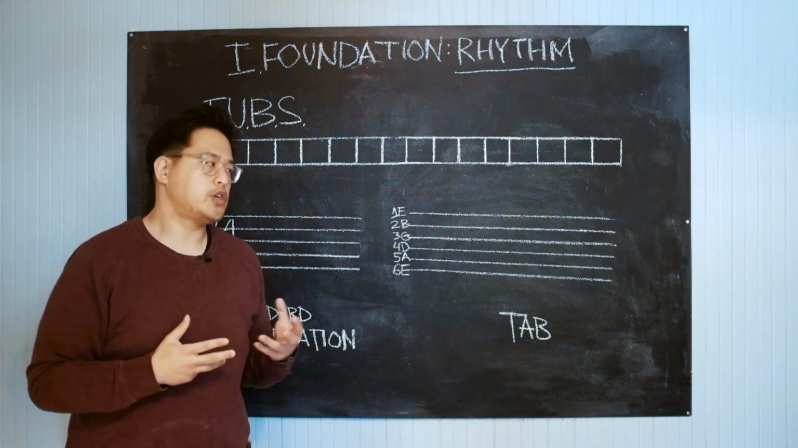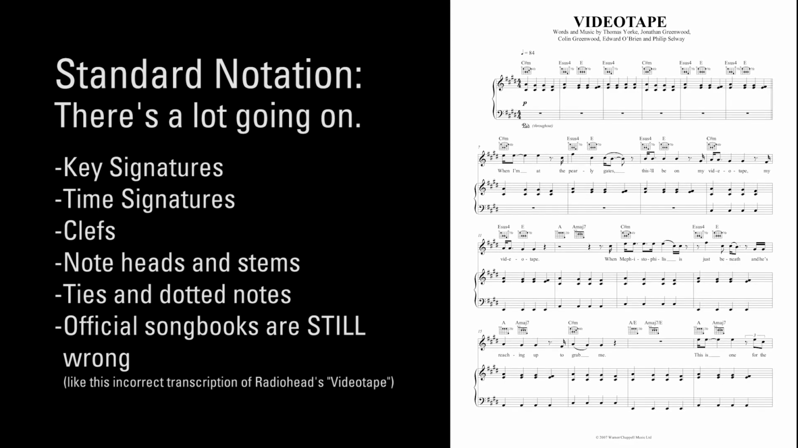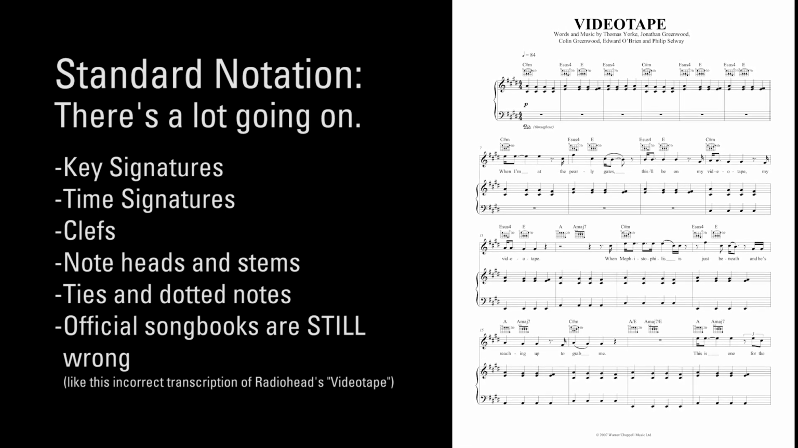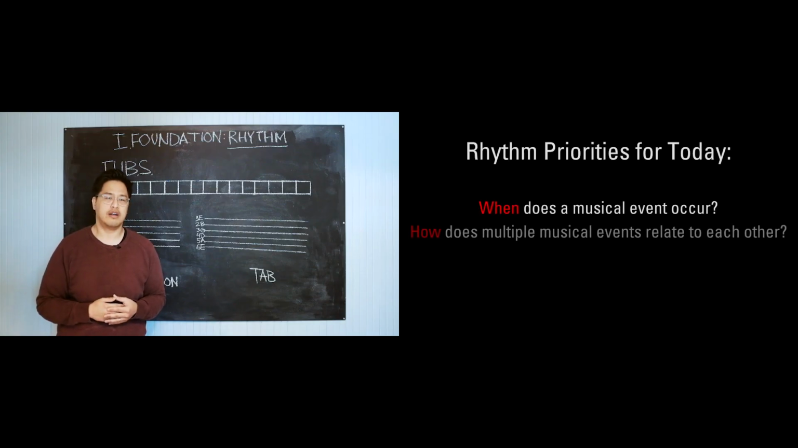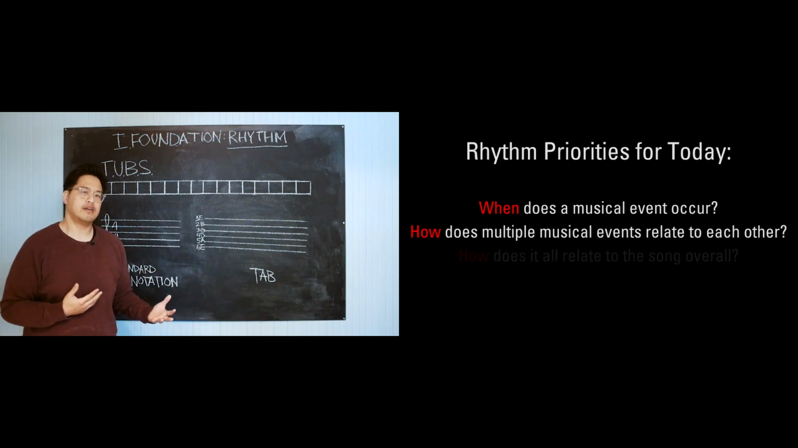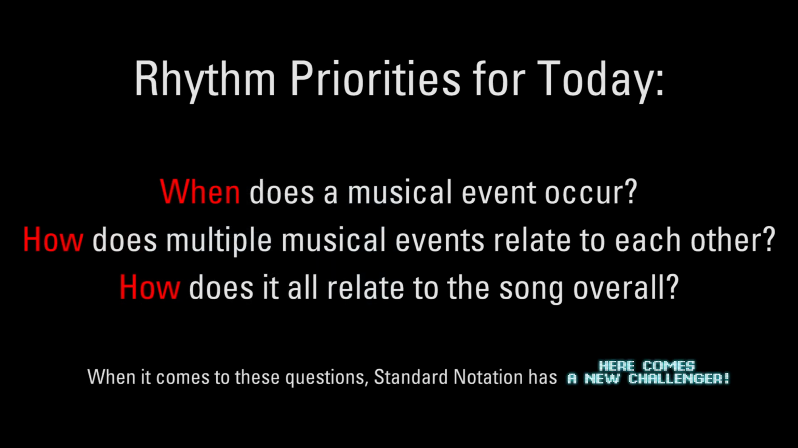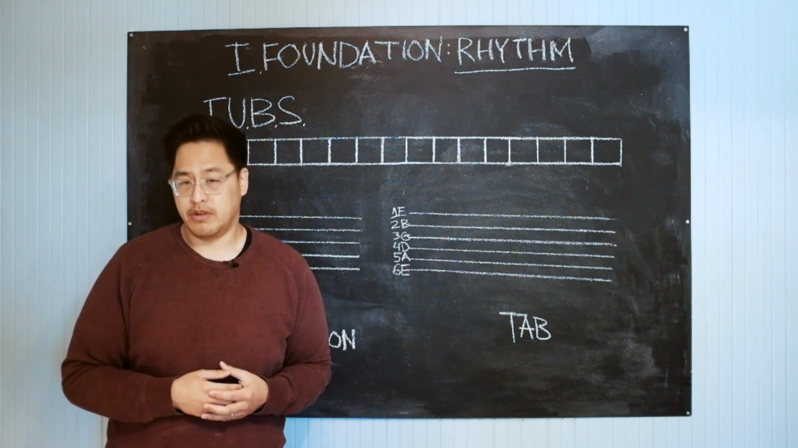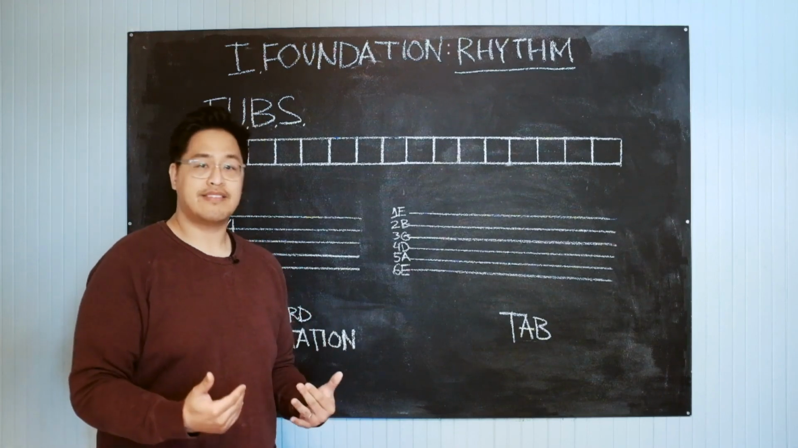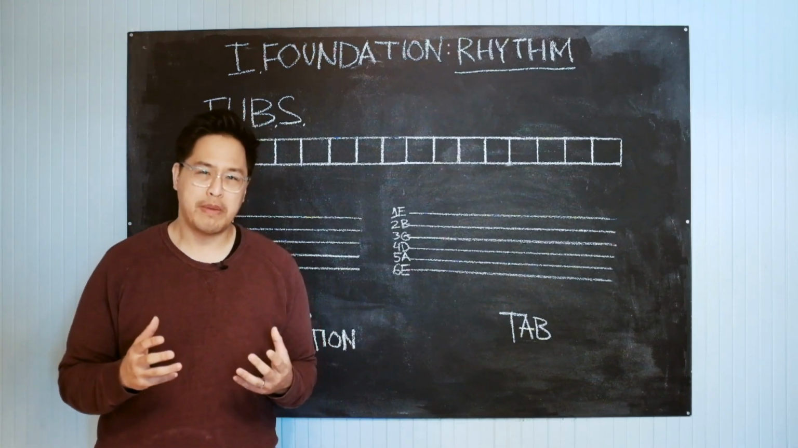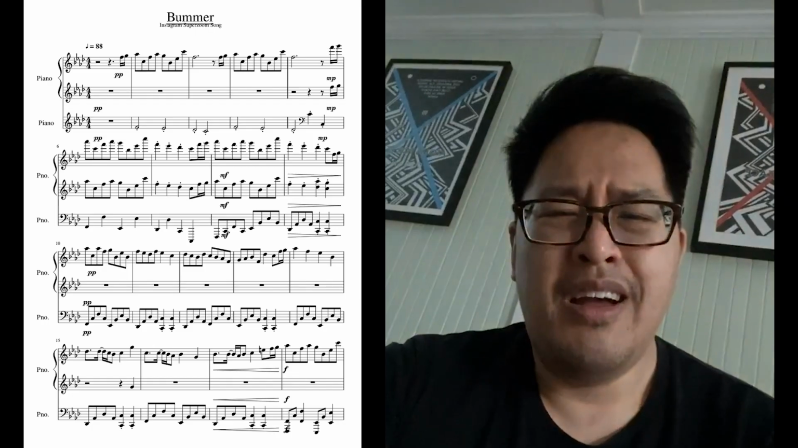Whereas standard notation, which might be the polar opposite of reductive, comes with other hang-ups that make it a clumsy tool as it relates to the most important questions about rhythm today. When do musical events occur? And how do they relate to each other? And the overall structure of the song. When sheet music is available for the song that we want to learn, which isn't always a guarantee, it certainly provides answers to those questions, but in a format that so many of us struggle to decode. I would know because I'm one of them.